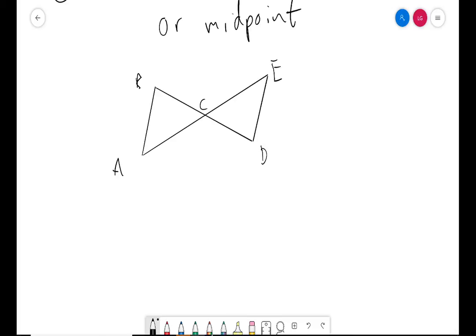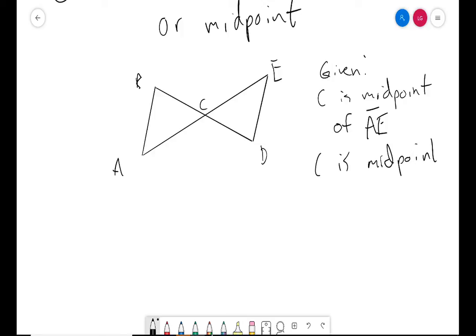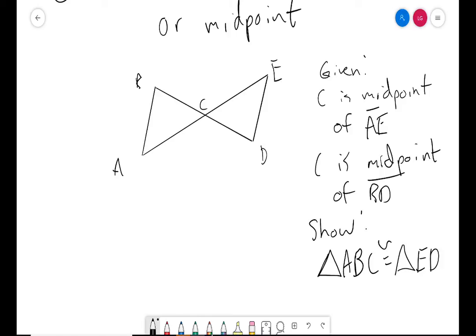We want to show, given two statements, that C is the midpoint of AE, and C is the midpoint of BD. Show or prove triangle ABC is congruent to triangle EDC.